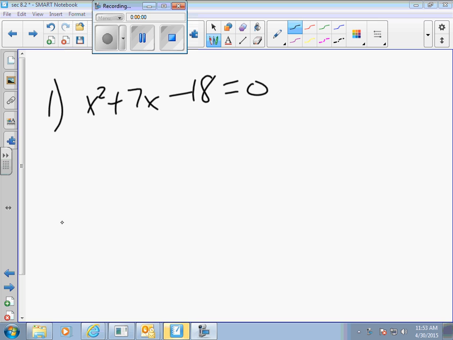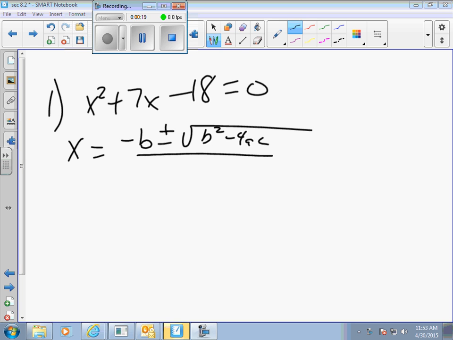We are finishing up section 8.2. We're going to solve this by using the quadratic formula. Our quadratic formula is x equals negative b, or the opposite of b, plus or minus the square root of b squared minus 4 times a times c, all over 2 times a.